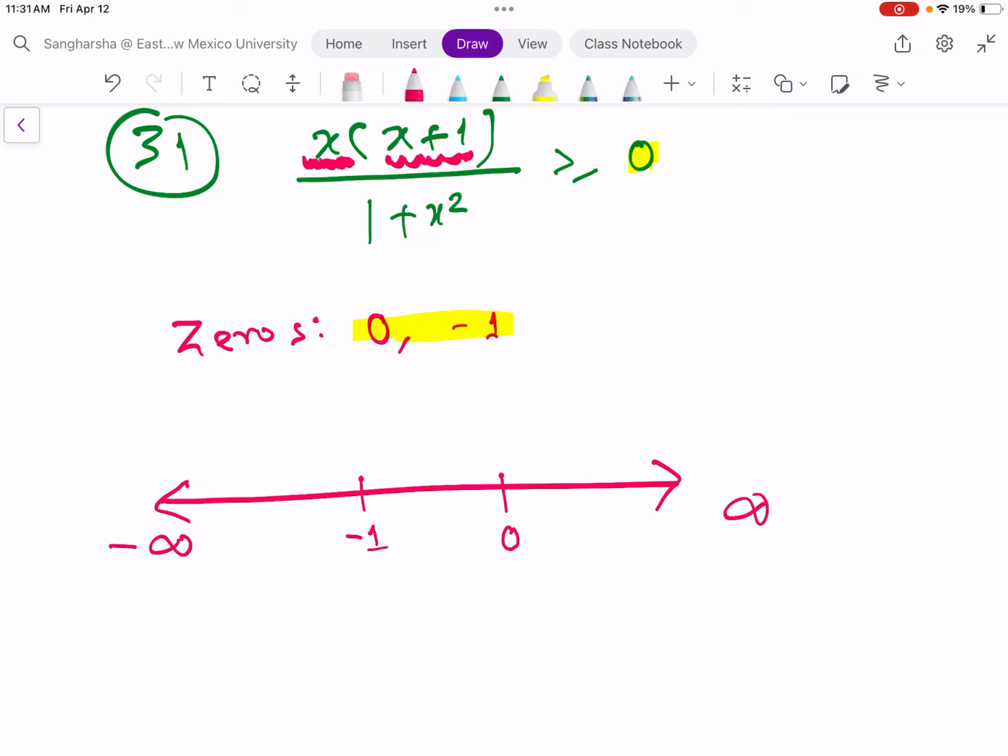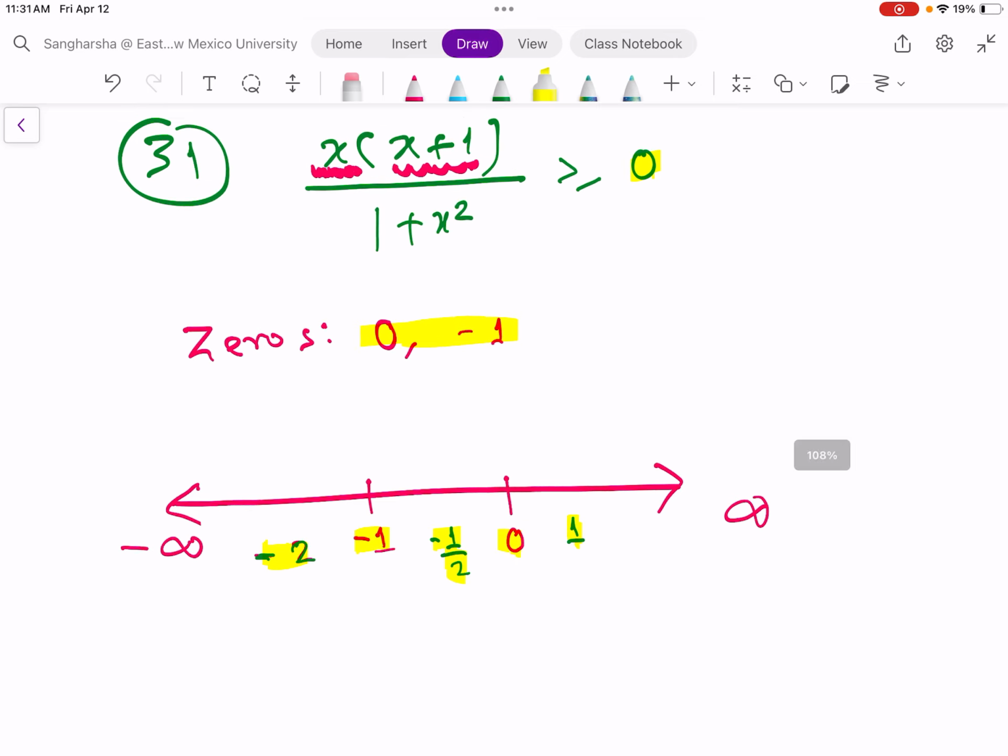Okay, let me choose negative 2 here. In between negative 1 and 0, let me go with negative 1/2. And on the right side, let me choose 1. Now let's check whether all these are solutions: you have to check negative 2, negative 1, negative 1/2, 0 and 1. We check whether these are the solution for our inequality or not.